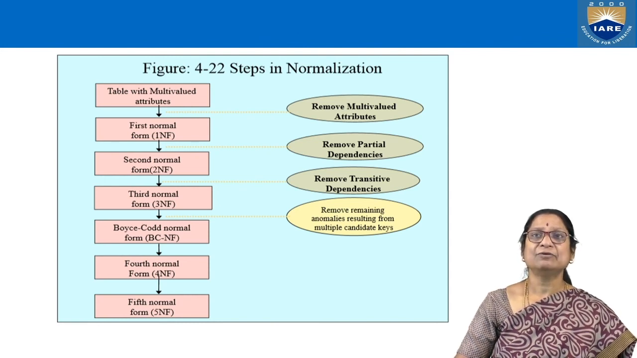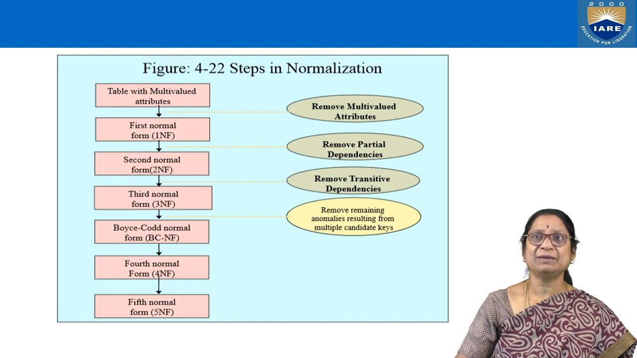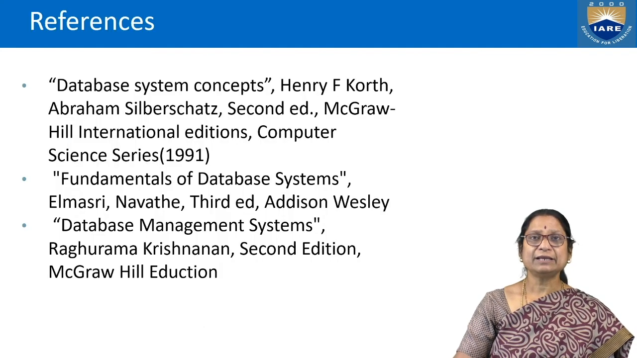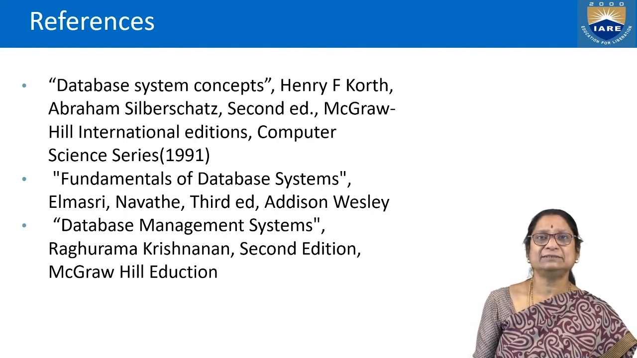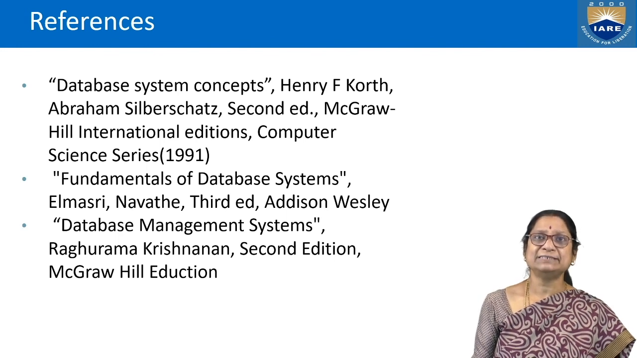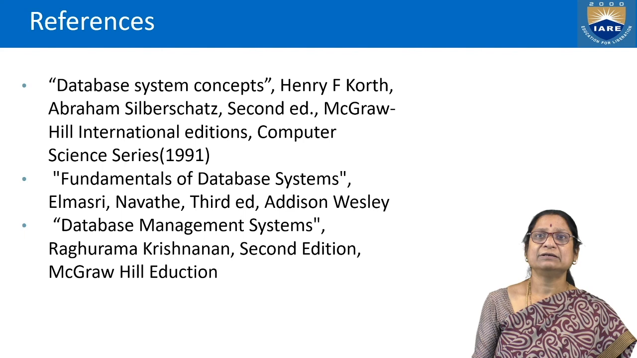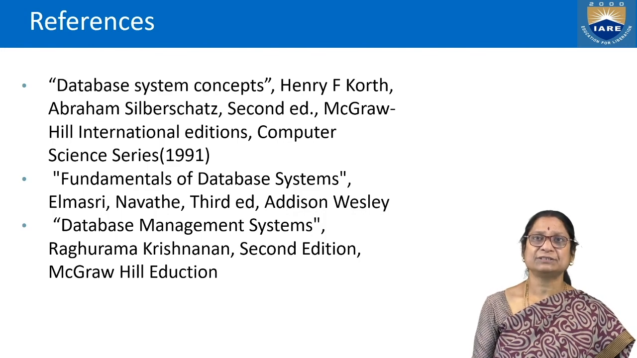But even then, some further anomalies may be there. Those anomalies can be removed by using the definition of BCNF, Boyce-Codd Normal Form, which we'll discuss in the next session. In the next session, we will see how this 3NF may suffer some problems and how to convert them into BCNF, and also we will see the basics of fourth and fifth normal forms. Thank you for watching this video.